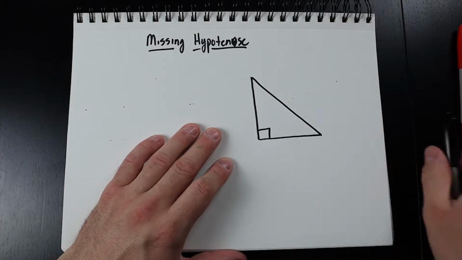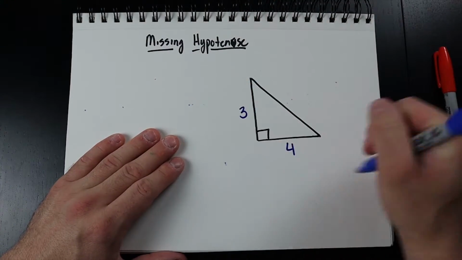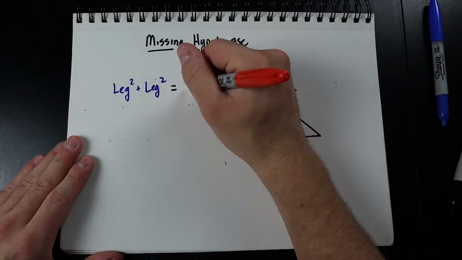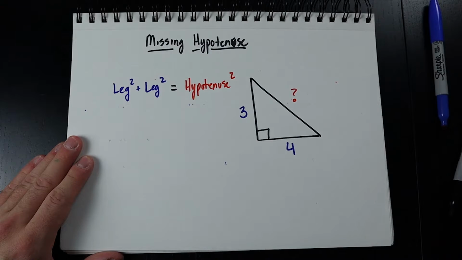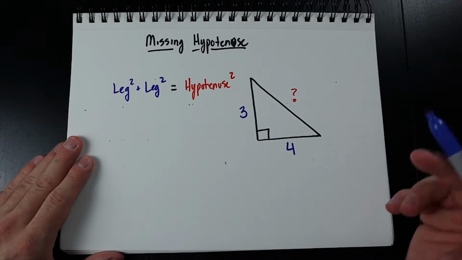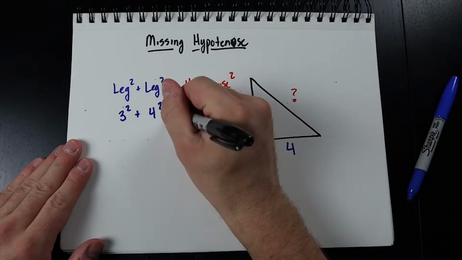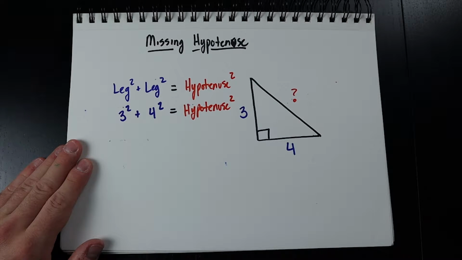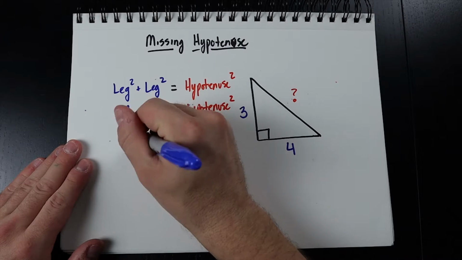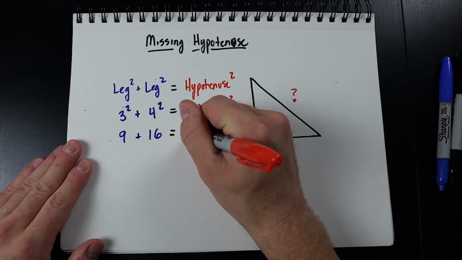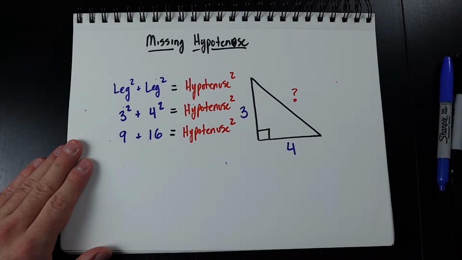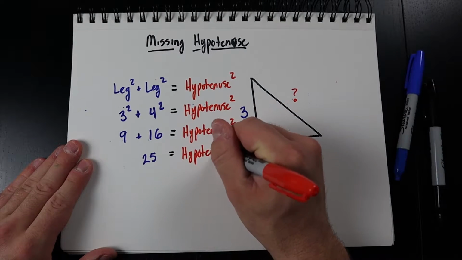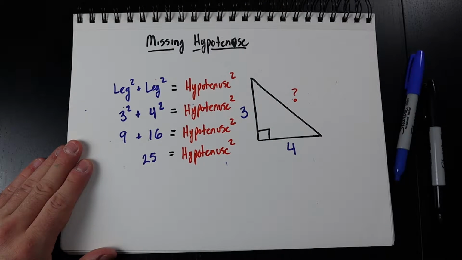Here is a right triangle where we have the values of the legs, but not the hypotenuse. To solve this, we start by writing our equation. Leg squared plus leg squared is equal to the hypotenuse squared. Since we know the value of the legs, we can plug those into our equation. Now we can start to simplify the terms we know. 3 squared gives us 9, and 4 squared gives us 16. Then we can add the 9 and 16 together to give us 25 is equal to the hypotenuse squared.